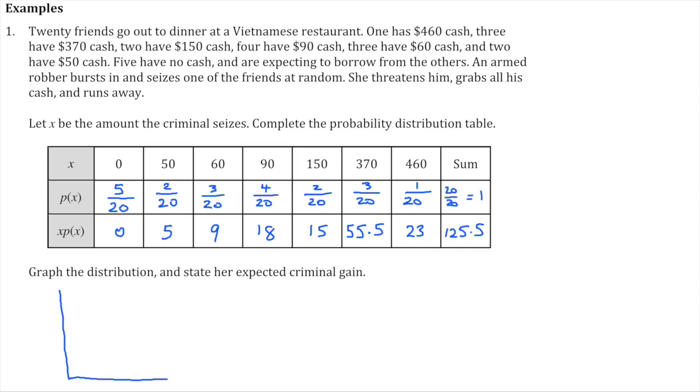Well, I have an x and a p of x. Now p of x, when I look at p of x, the numbers go from 1 on 20 all the way up to 5 on 20. So that's 1 on 20, 2 on 20, 3 on 20, 4 on 20, 5 on 20.